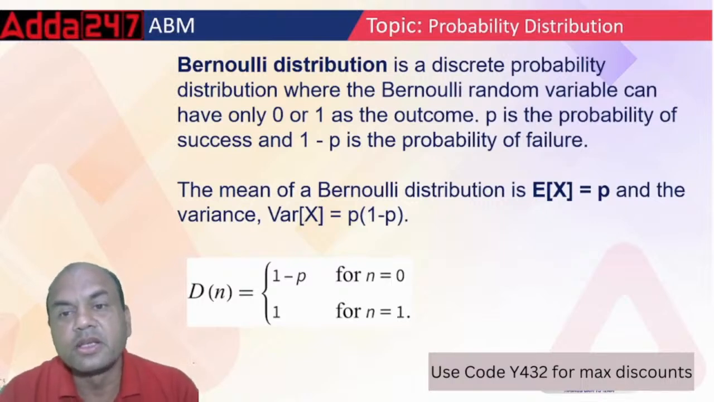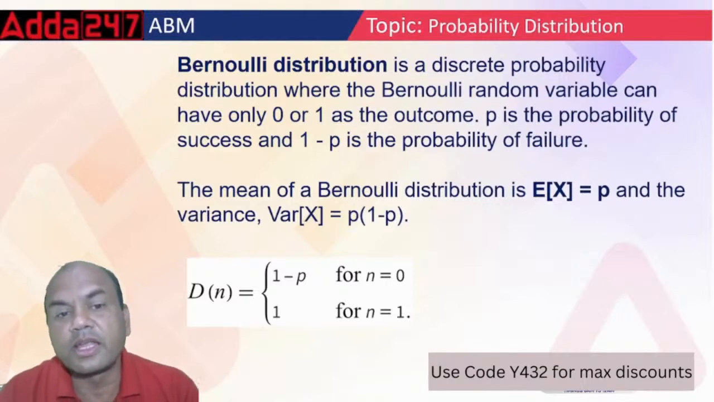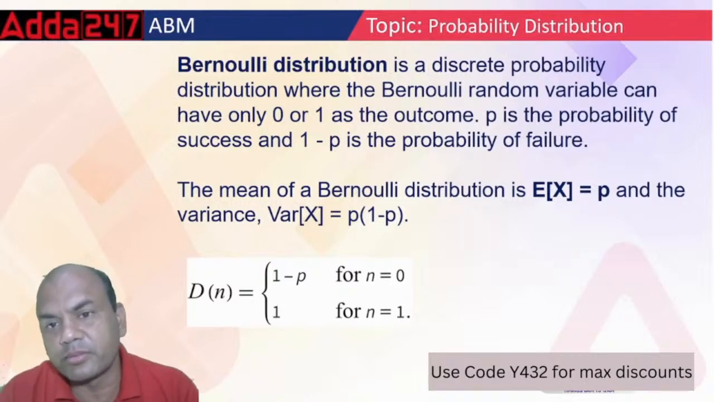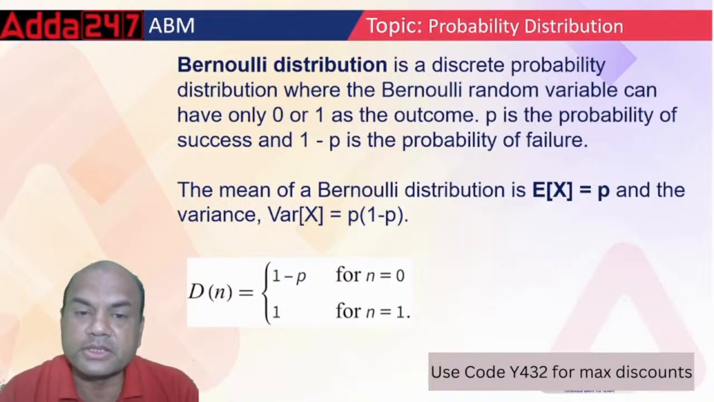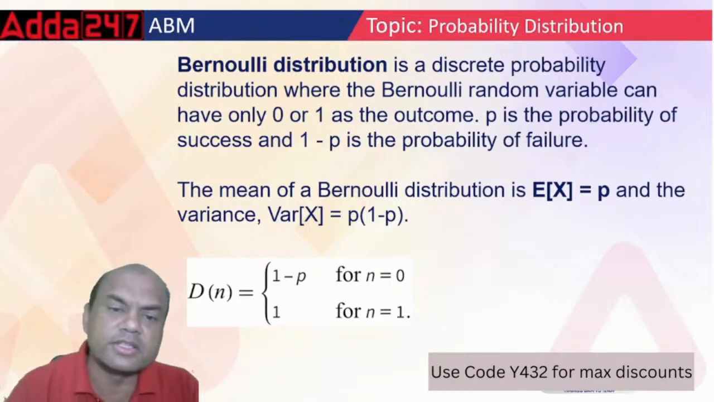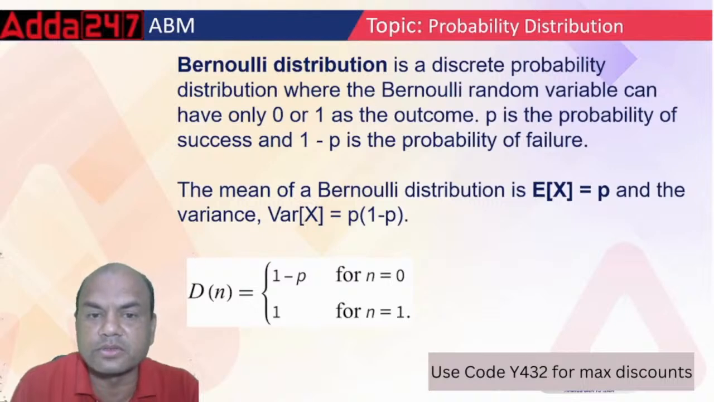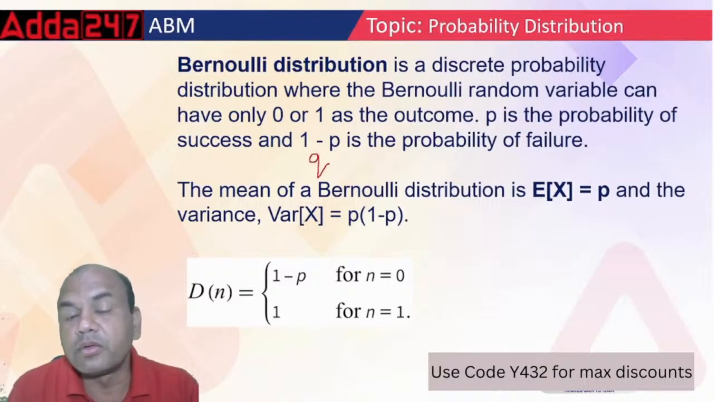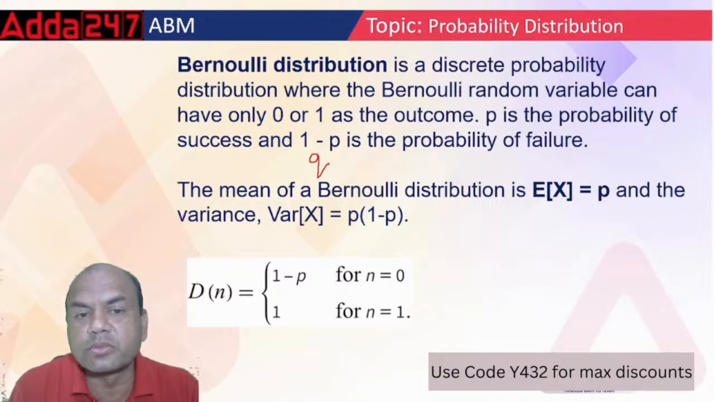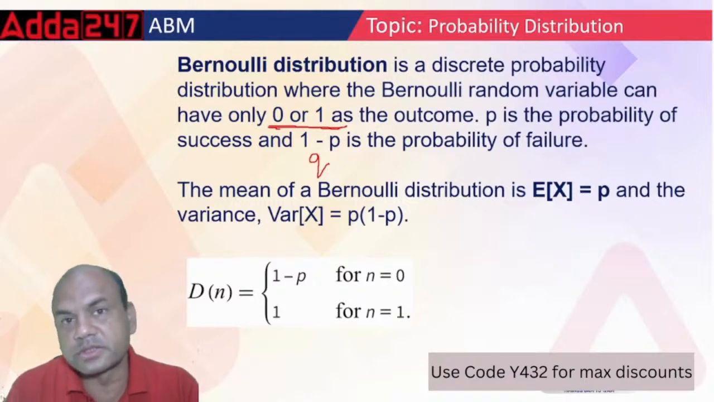Bernoulli distribution is a discrete probability distribution where a Bernoulli random variable can have either 0 or 1 as outcome. P is the probability of success and 1 minus P is the probability of failure. Some books call this 1 minus P as Q also. Either 0 or 1. Remember, important point: there should be only two answers.